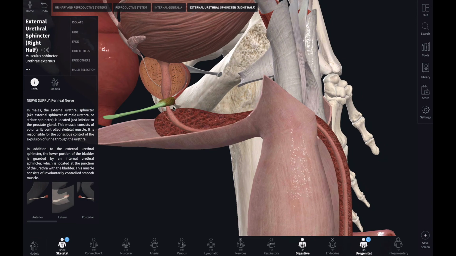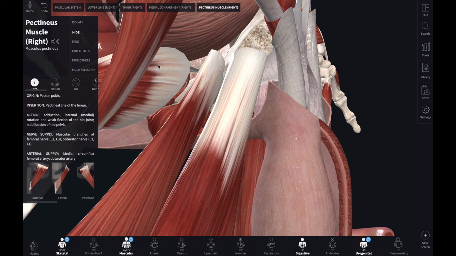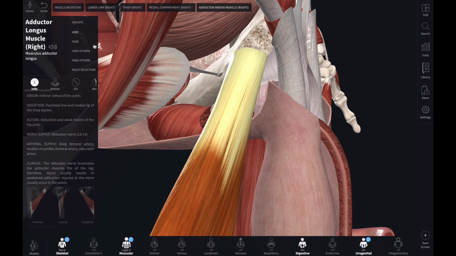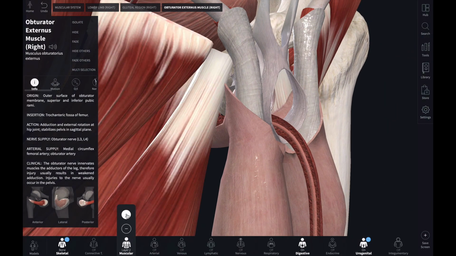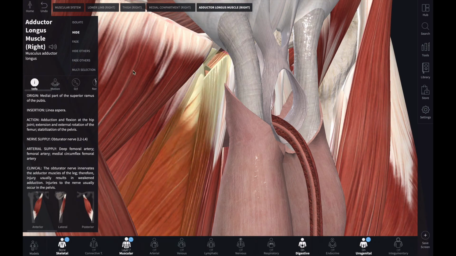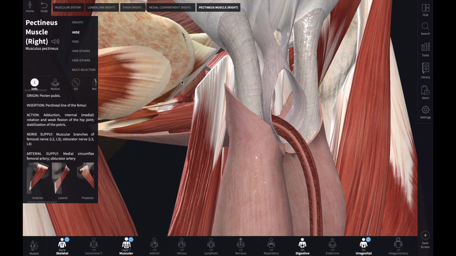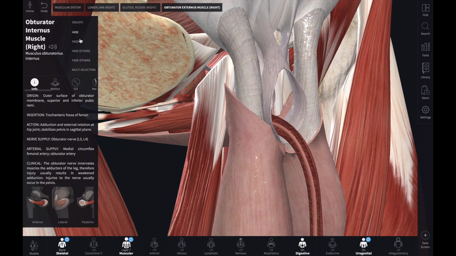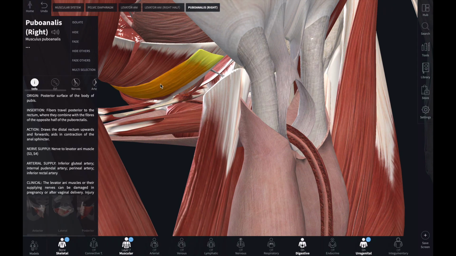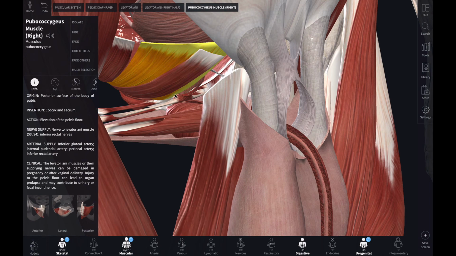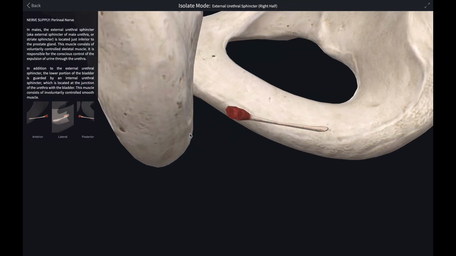Then the membranous urethra is present in the urogenital diaphragm. If you look at the muscles here, these are the pelvic muscles, okay. So you see here, this is the levator ani, the puboanalis and pubococcygeus muscles. These are the pelvic muscles, and this is the external urethral sphincter. You can see this is the external urethral sphincter.